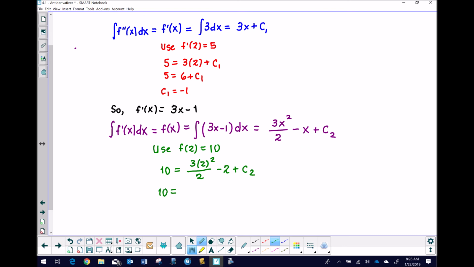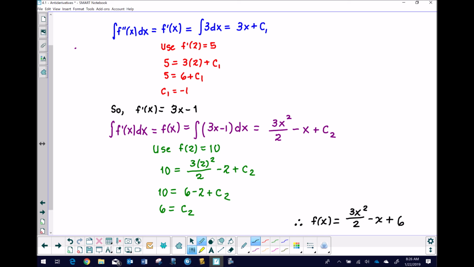10 would be equivalent to, and then here we have 3 times 4, which is 12, divided by 2 is 6, of course. And then when we combine the 6 and the -2 to get 4, subtracting it over to the left side would tell us that C2 is going to be 6, which means we have our final answer. Our function f of x is going to be 3x squared over 2 minus x plus that constant that we just found. So pretty straightforward.